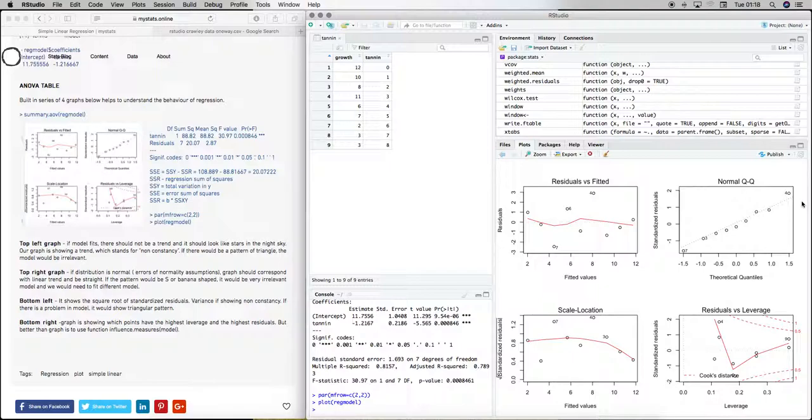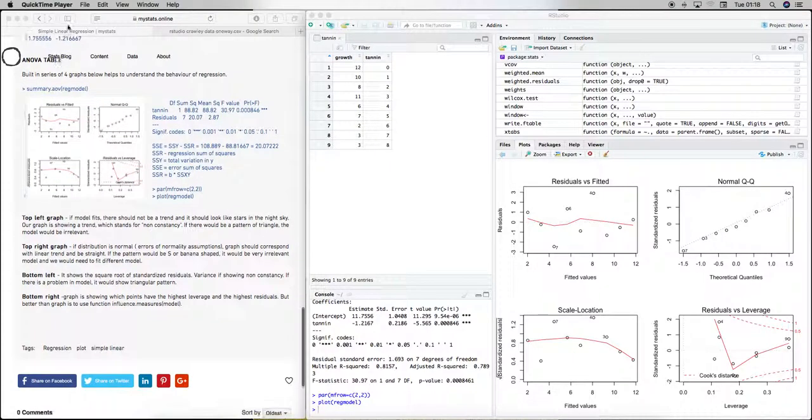So that's basically the most important information on how to create a simple linear regression in RStudio.